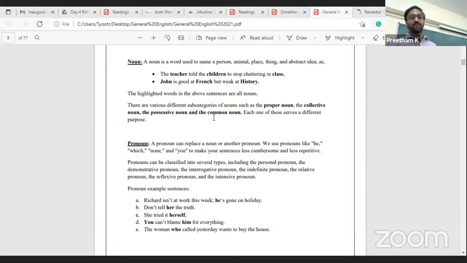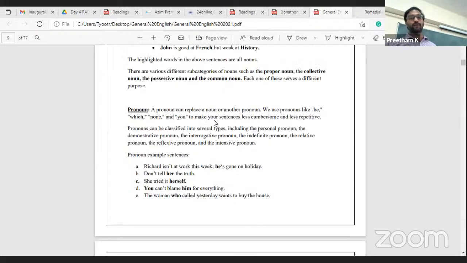There are various categories and subcategories of nouns such as proper noun, collective noun, possessive noun, common noun. Each one serves a different purpose. So we are just touching upon it because it's remedial grammar. We are not going into detail. However, we assume that you know the basics of grammar, and in the examination there will be fill in the blanks kind of questions, or you will be asked to spot what type of noun it is, and so on.